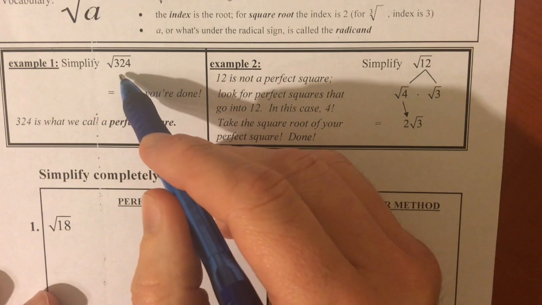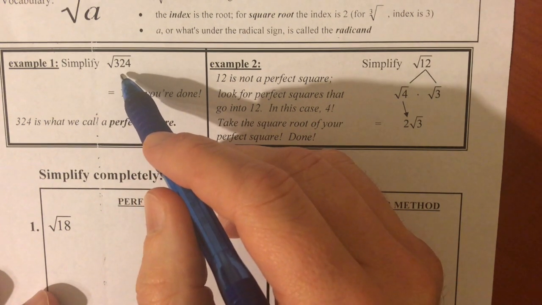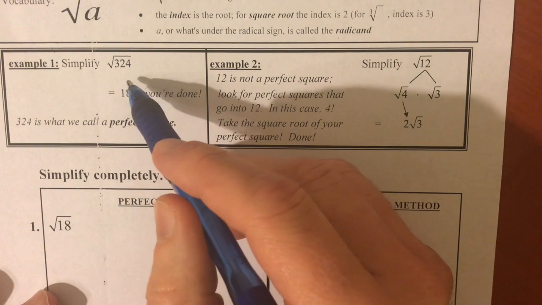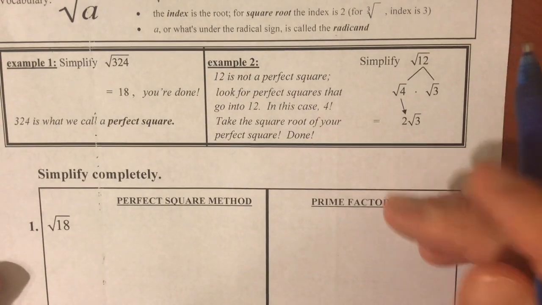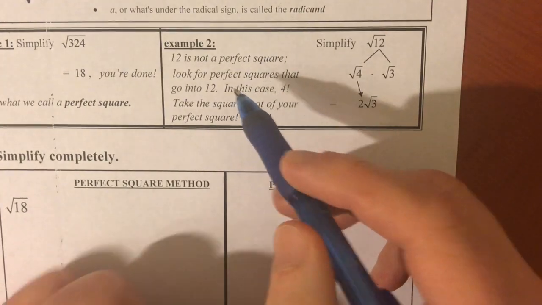If you were dealing with the square root of 324, the first thing you do is just try to take the square root of it. If you don't know it, try it on your calculator. And the square root of 324 is 18. 324 is a perfect square, so boom, square root is 18, we're done, we're happy. We love perfect squares. It's more about when it's not a perfect square.